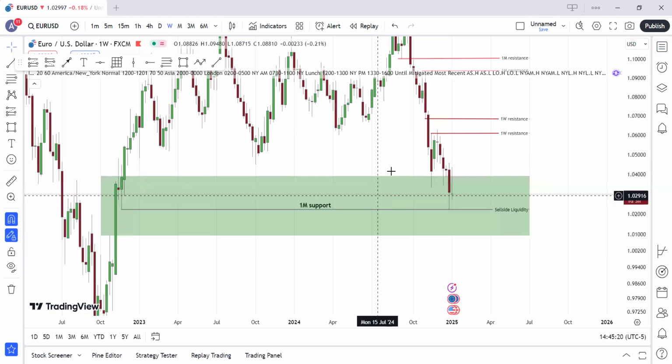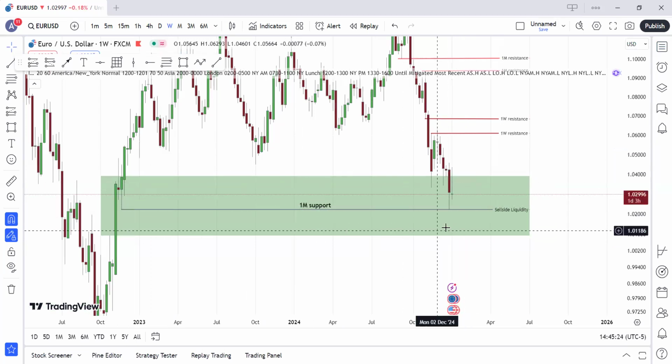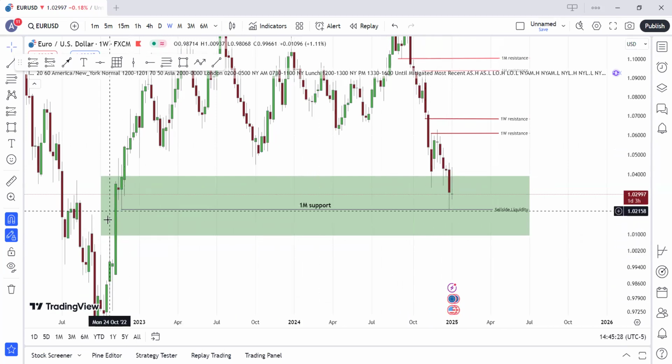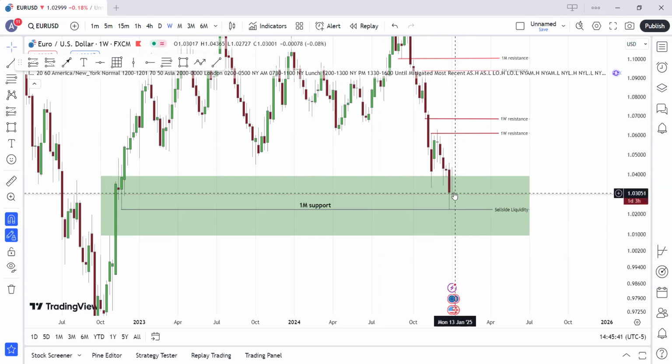Yeah, it's better. And we have sell side liquidity. This is all lows. We have a fair value gap right here, the monthly support area. But if we mark this out from here to here, we have the weekly resistance right here. So we haven't tapped into that yet.